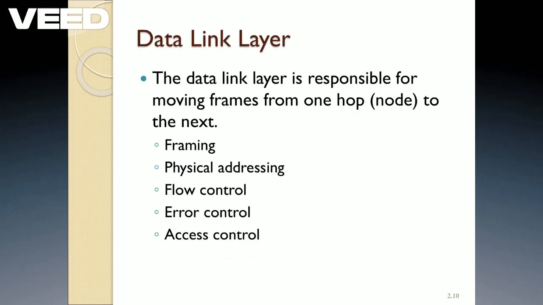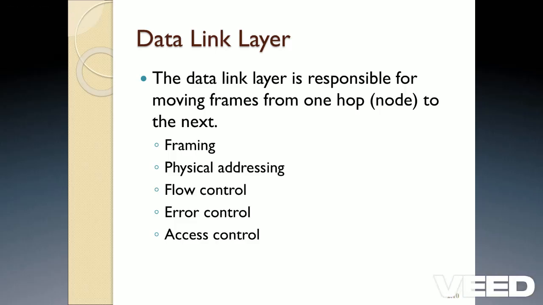The next one is the data link layer. The data link layer is responsible for movement of frames from one hop to the next hop. The sub responsibilities are framing, physical addressing, flow control, error control, and access control. Framing means the entire bits have to be converted in the form of frames. Two or more bits are converted to frames. Physical addressing means MAC address.